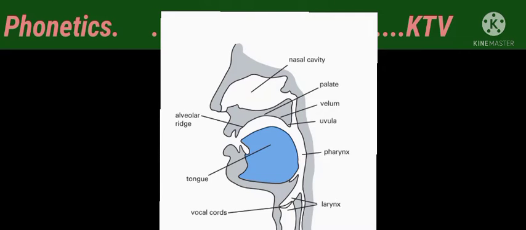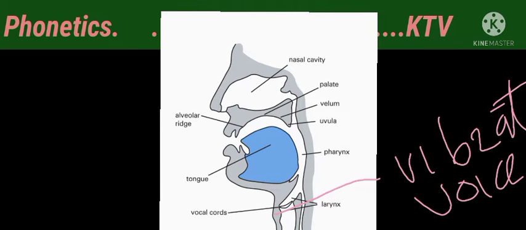Secondly, when the vocal cords are drawn together, the air from the lungs repeatedly pushes them apart as it passes through, creating a vibration effect. Sounds produced in this way are described as voiced sounds, because the vocal cords vibrate. In general, we can do experiments.